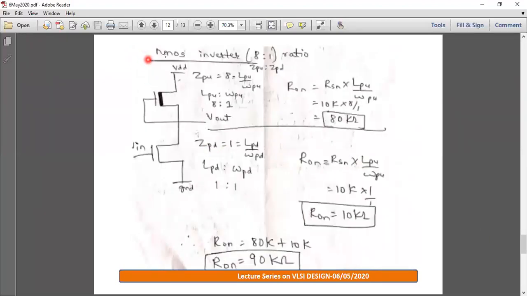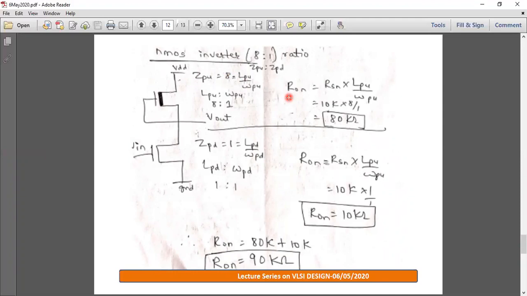Similarly, we'll consider an NMOS inverter, but now the pull-up to pull-down ratio is 8:1. Again, since it is an NMOS inverter, pull-up is an NMOS depletion device, pull-down is an NMOS enhancement device. This terminal represents input of an inverter and this terminal will give you output of an inverter. So pull-up ratio is 8. So ZPU equals 8 and Z is nothing but L by W. So L by W for pull-up is 8.